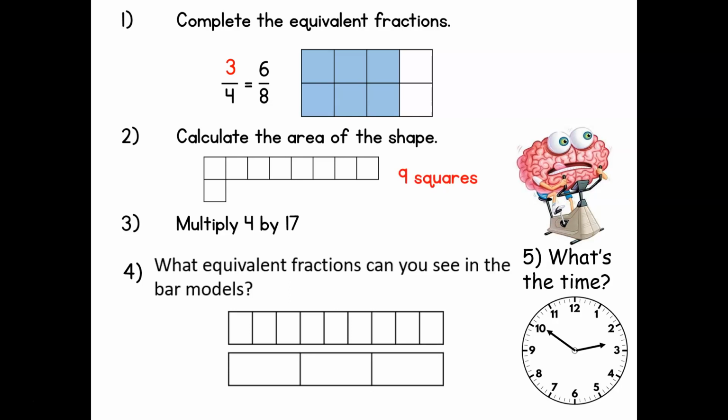Question 3 is a multiplication calculation. The product of 4 and 17 is 68. Well done to you if you calculated that correctly. If you didn't, check and see if you remembered to include your exchanged tens.